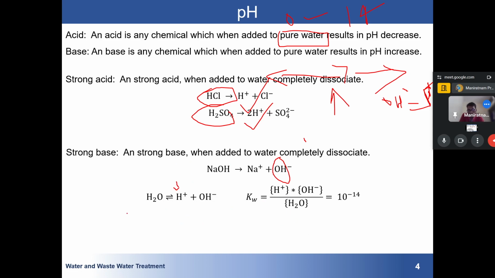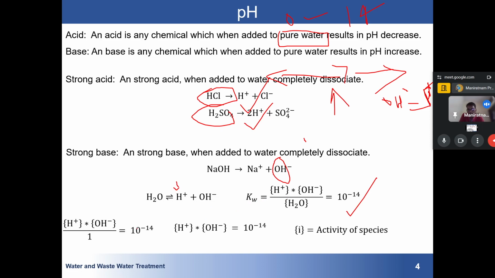So what happens whenever something is added to water: there will be some equilibrium constant around which this acid or base will dissociate. Whenever water dissociates into H+ and OH-, it dissociates at an equilibrium constant of 10 to the power minus 14, and that is known as Kw. So this is an equilibrium constant.